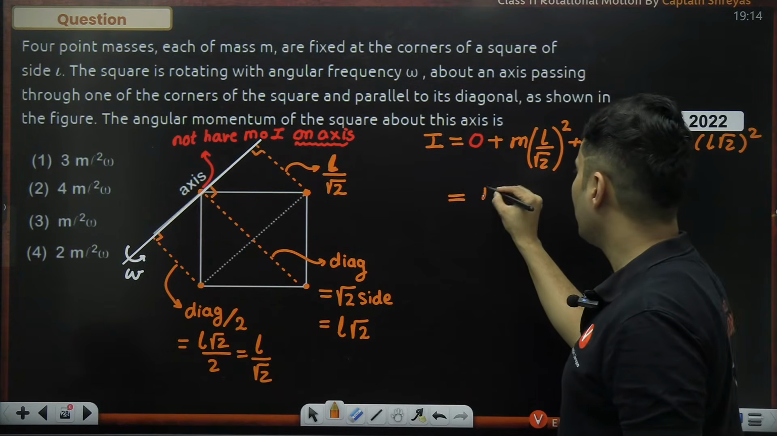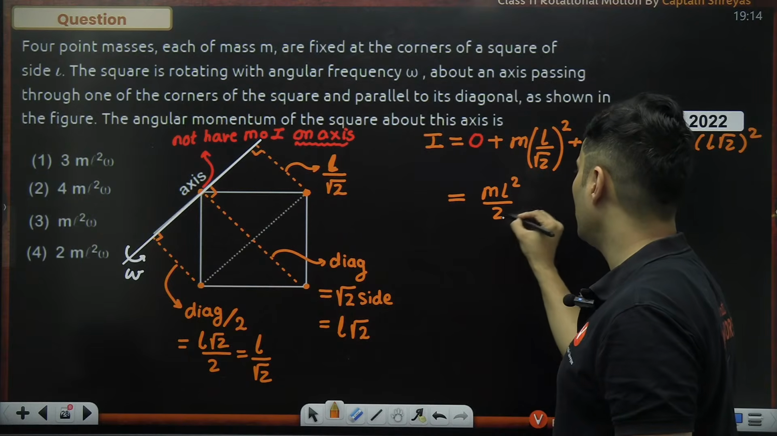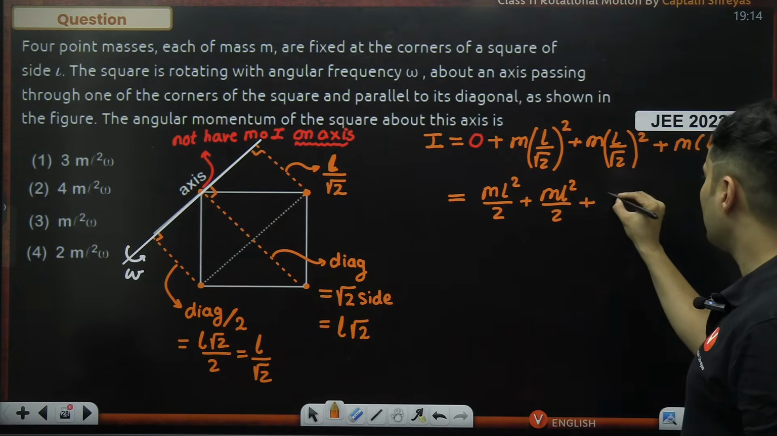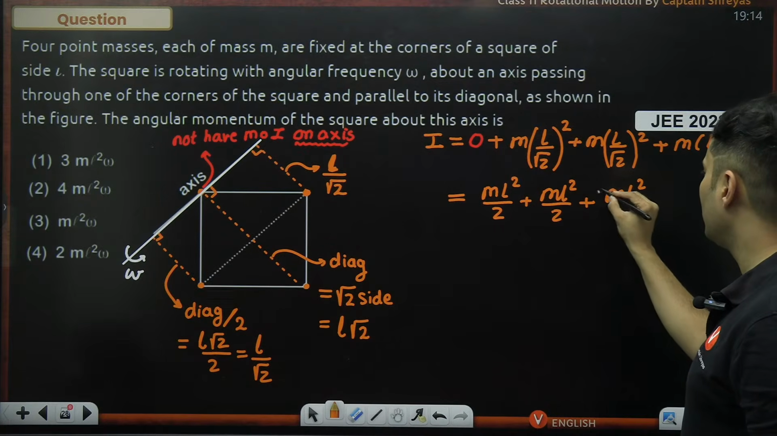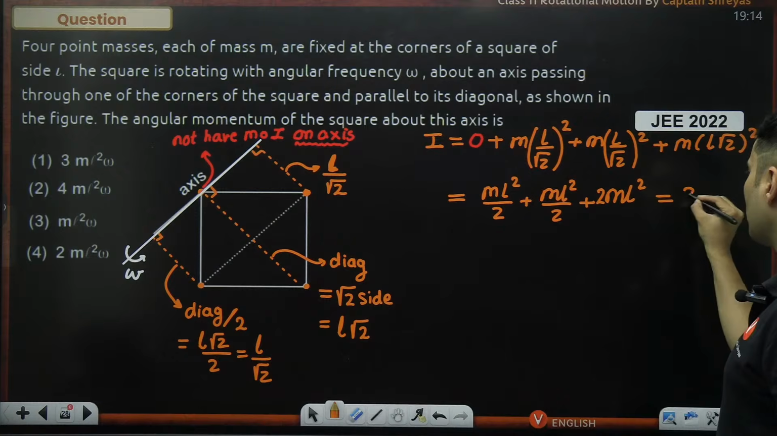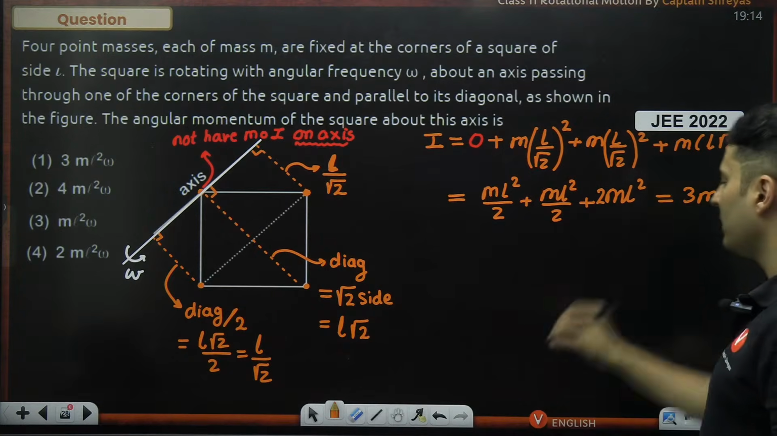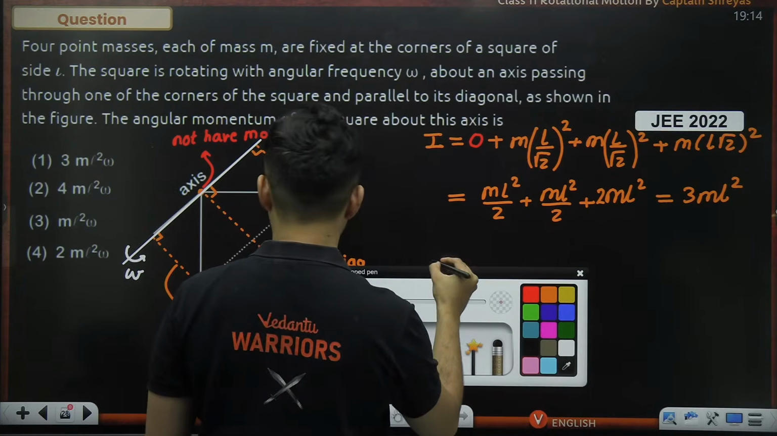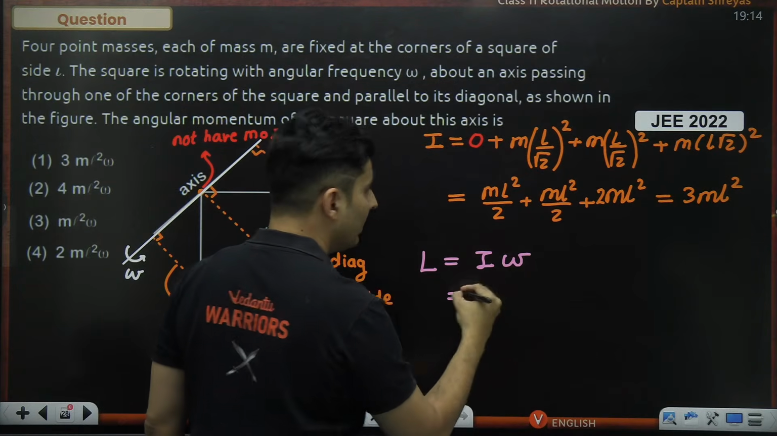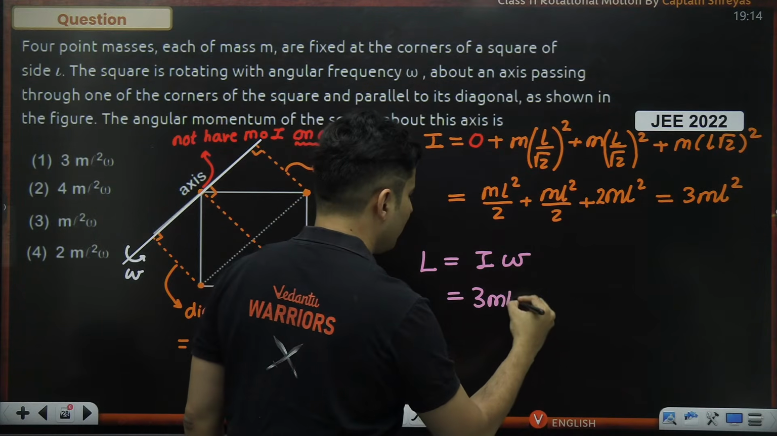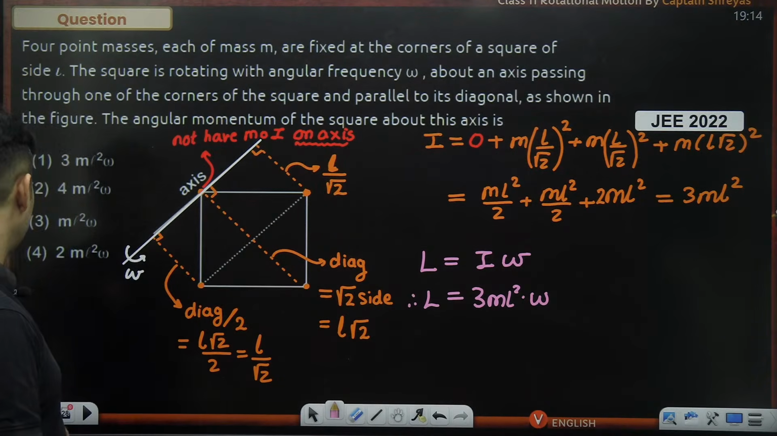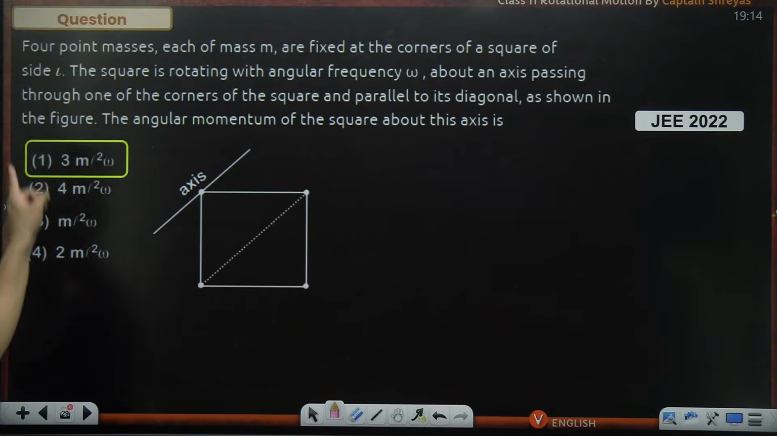So this will be nothing but mL square by 2 plus mL square by 2 plus this will be mL square but 2 times. So half plus half is 1, 1 plus 2 is 3. So this will become 3mL square. Now we can figure out how much is the angular momentum because it is I multiplied by omega. I is 3mL square and omega is omega only. So 3mL square omega, that is our first option.